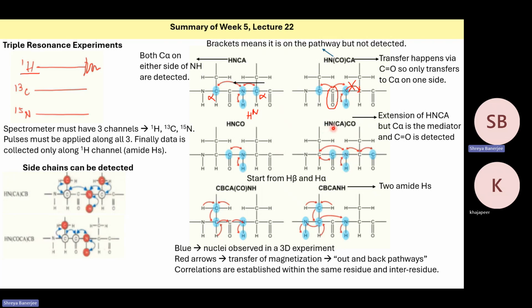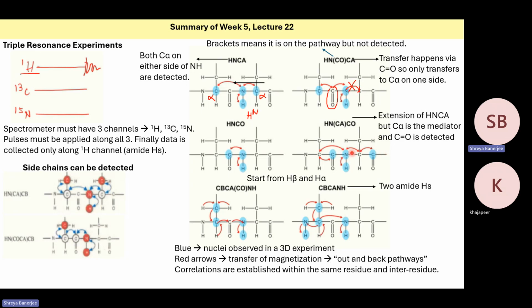So you start from the amide hydrogen, go to the amide nitrogen, and then you use the C alpha as a mediator. So it is jumping to C alpha, but the C alpha is in bracket, so it is not detected. From C alpha, it is going to the carbonyl CO. Similarly, it is going to the C alpha on the other side, and from that it is going to the next carbonyl CO. So what you are detecting here is the amide hydrogen, the amide nitrogen, and the carbonyl carbon of the previous residue and the same residue.